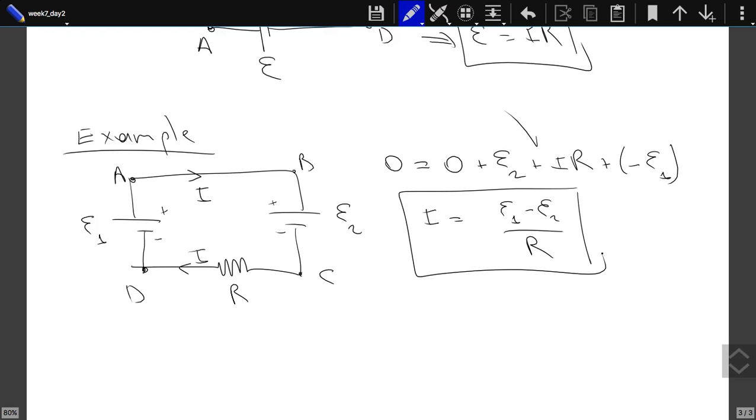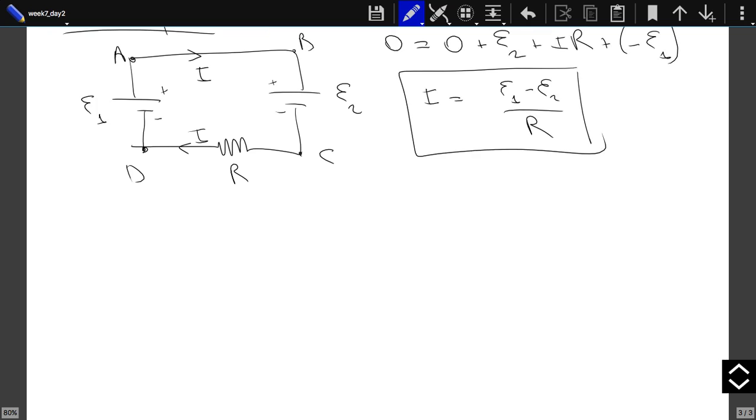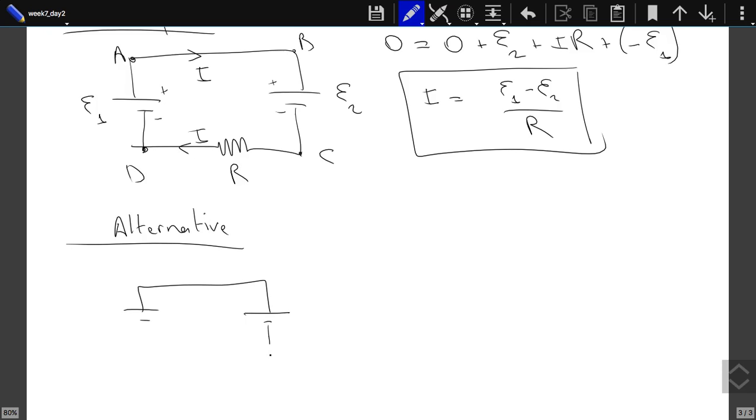Other questions? We can just choose the opposite direction as our positive direction. It should also give me the same answer. Let's also try that. So this is my system. Epsilon 1, epsilon 2, CD. So let's take the opposite direction as our positive sense of the current. And again, let's go from A, B, C, D, etc.